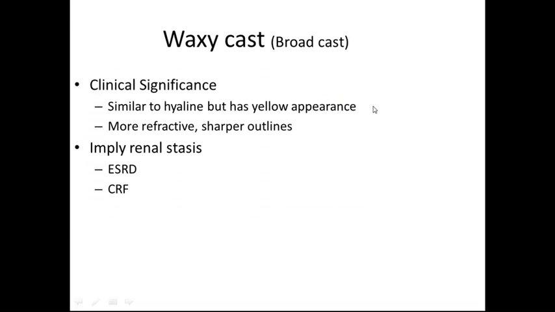Waxy casts, oftentimes called broad casts, and they can also be called renal failure casts. Clinical significance, similar to hyaline, but they have a yellow appearance, more refractive, sharper outlines, and it simply implies that there is end-stage renal disease or chronic renal failure going on.